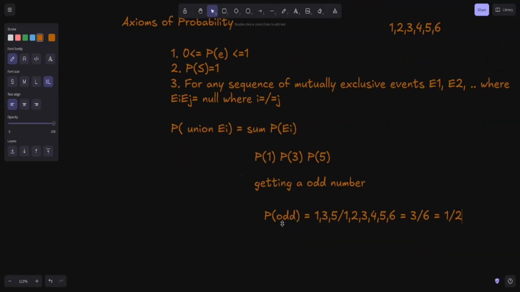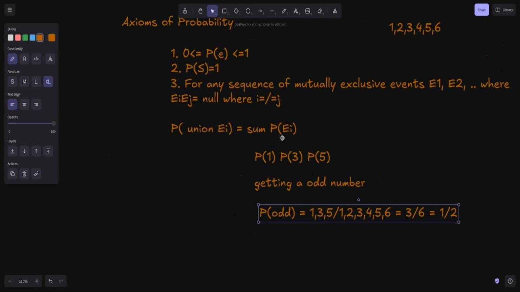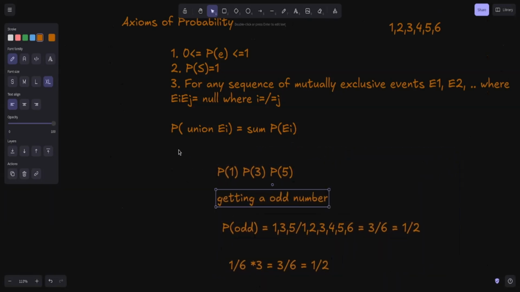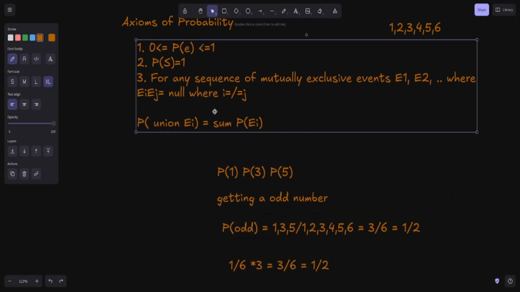That is my LHS. Now let's think about the RHS. We have to do the summation of each of the events. So each of these events is what? 1 by 6 into 3. So that is 3 by 6, equal to 1 by 2. You can see it works. So there is no proof for these because these are axioms. Axioms don't have proof. Okay, so axioms of probability are these.